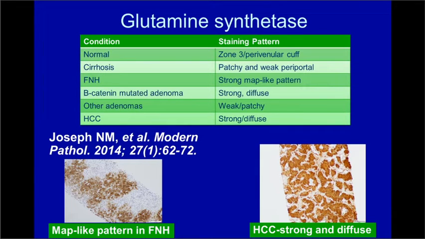Glutamine synthetase has also been shown to be very useful for diagnosing hepatocellular carcinoma. It has varying expression patterns in the liver depending on the underlying disease or absence of disease. This table summarizes it. It's located in the perivenular areas in normal liver, and we might see some overexpression in cirrhosis. But there's three key areas that I want to mention. One, with focal nodular hyperplasia, it has what is called a map-like pattern, which I've illustrated here. But the key of glutamine synthetase, if we're trying to decide if something is benign or malignant, is that a truly malignant liver nodule is going to be strongly and diffusely expressed. So we can add this as a panel to, for example, glypican-3 to assess for malignancy.